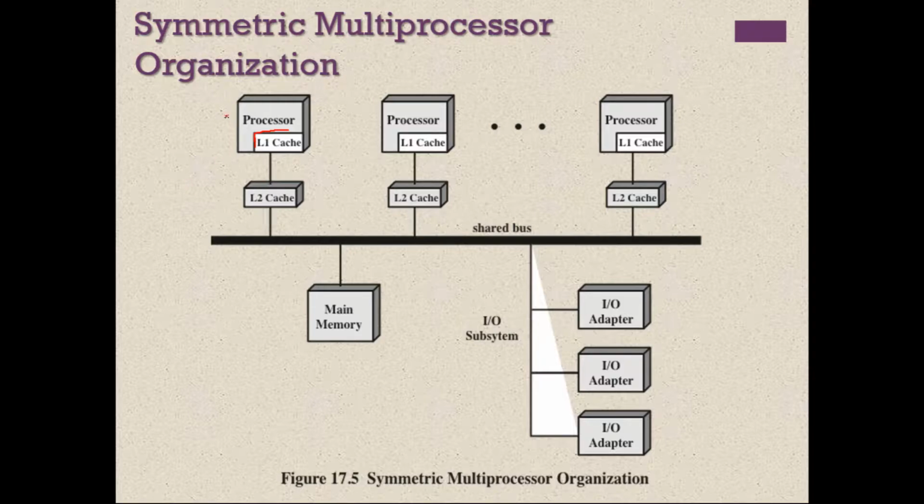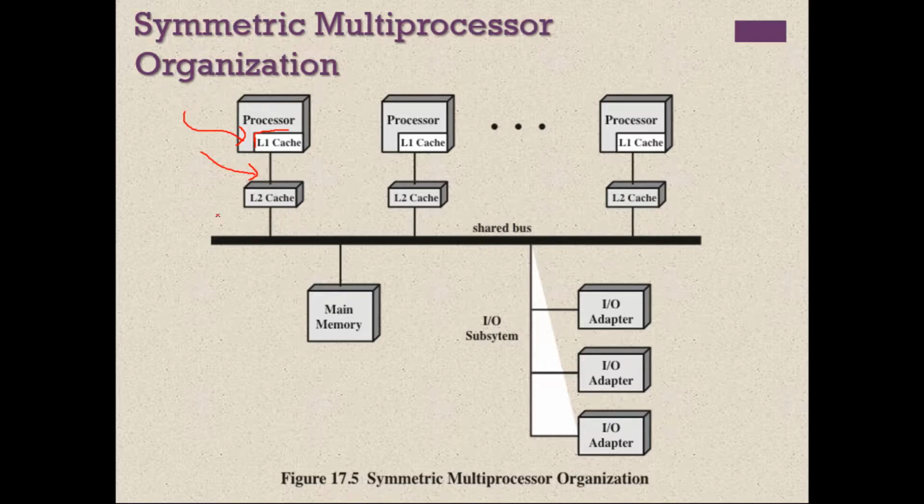So with this cache, most of the data and instructions will be available in the cache. So the processor will not be required to access the main memory. Only if there is a cache miss does it have to access the main memory.